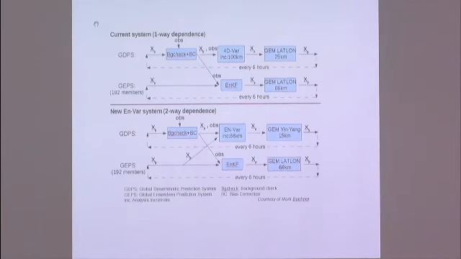Here is the future, a new EnVar system, with 2-way dependence. You see that the EnKF gives something to EnVar, so we don't need to do tangent linear and adjoint. And we will use Yin-Yang at 15 kilometers. And this one must be 50 kilometers. I forgot, I'm sorry.